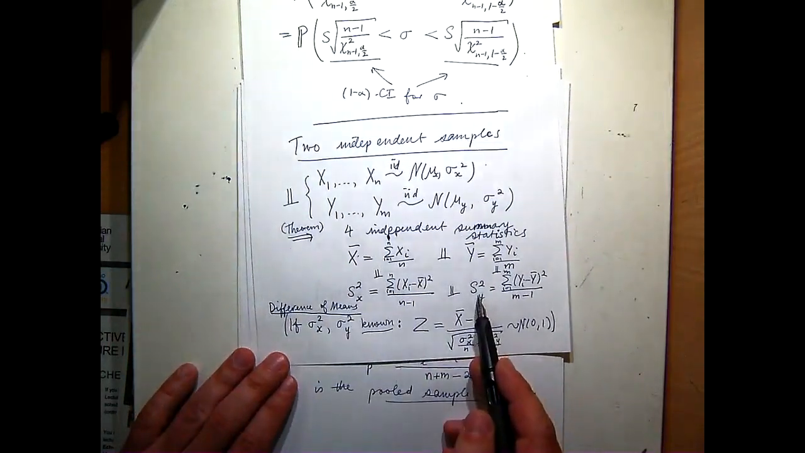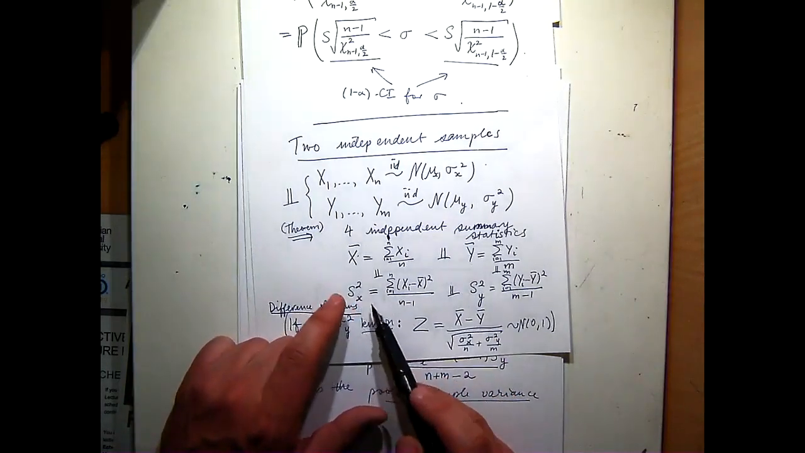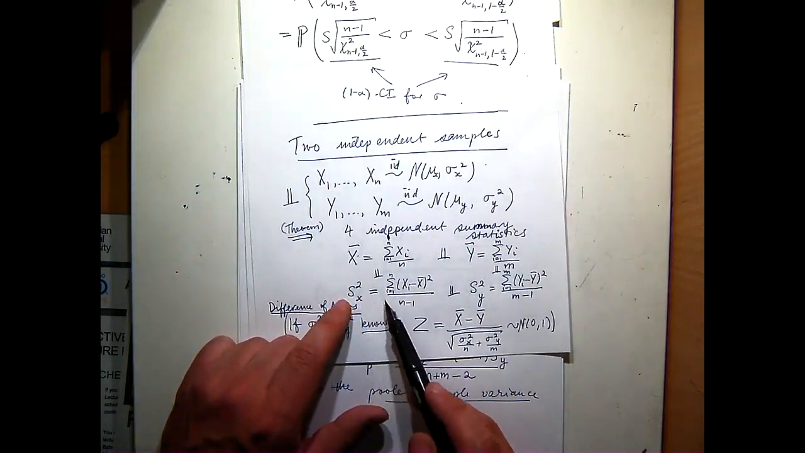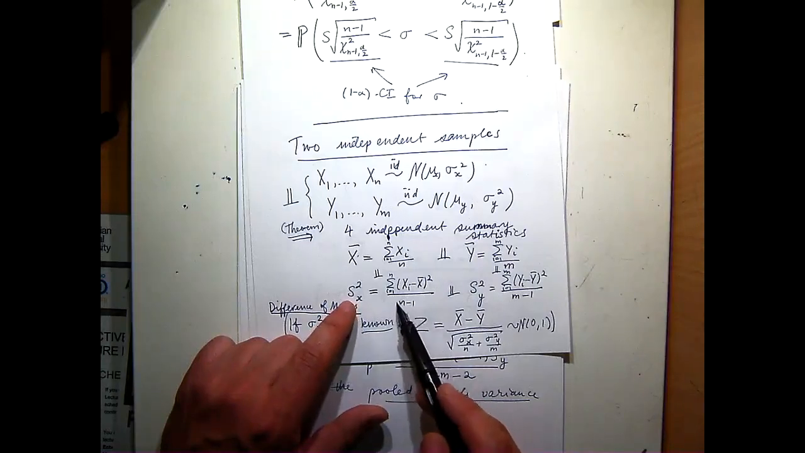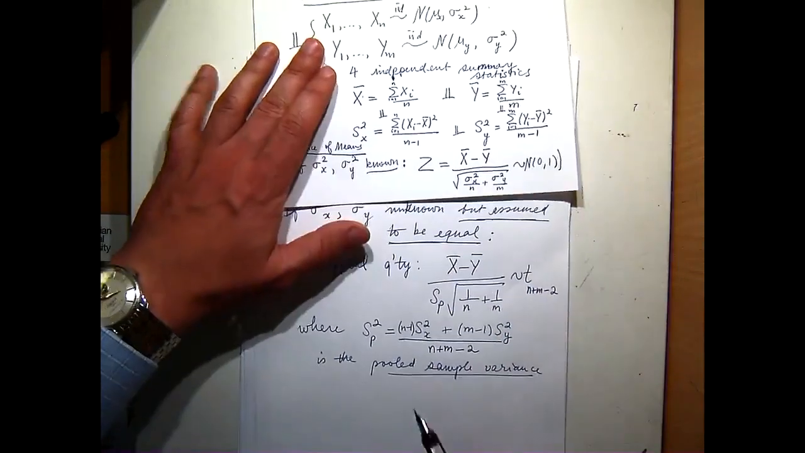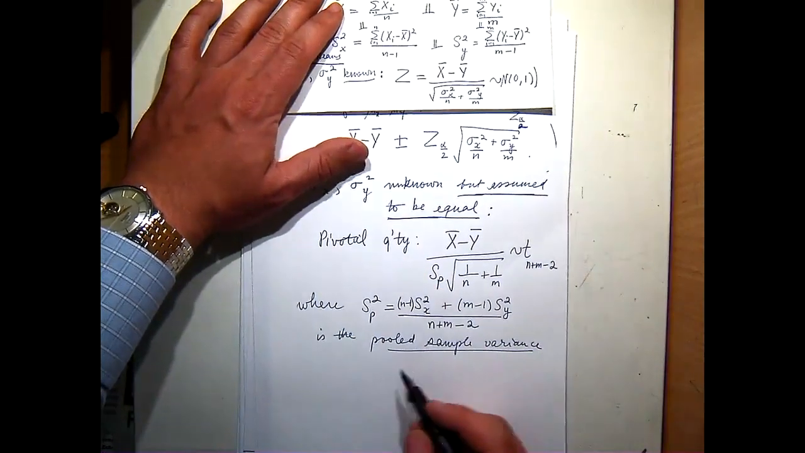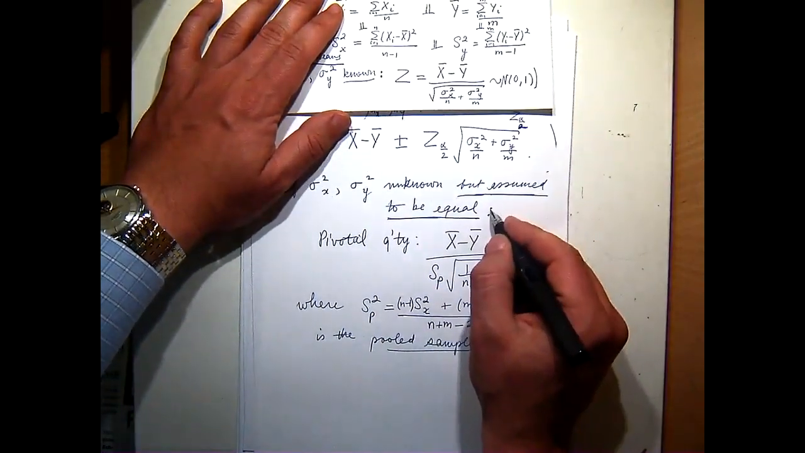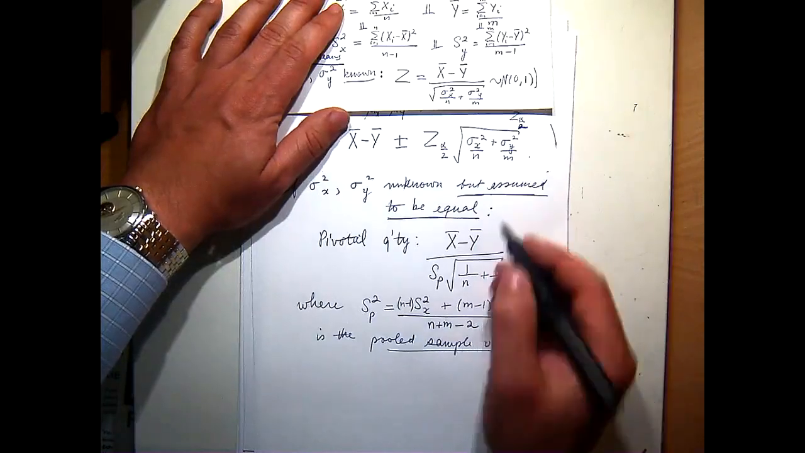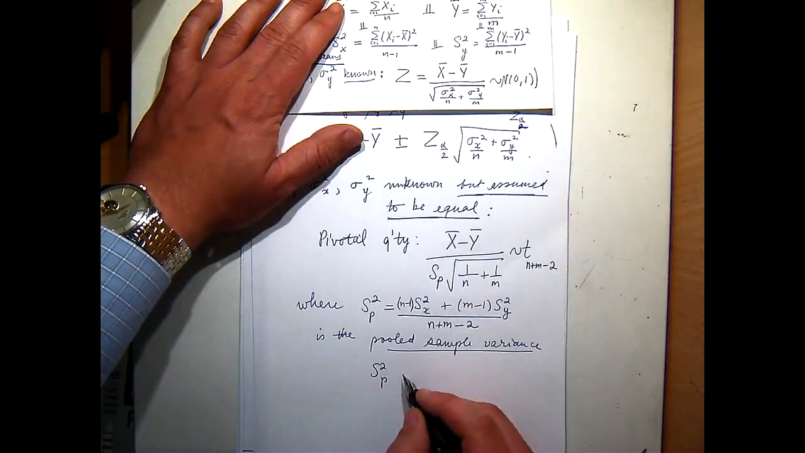Those two are both independent, and they're both scaled chi-squareds. S squared x is scaled chi-squared. It's got this factor of sigma squared over n minus 1. And this is scaled by a factor sigma squared over m minus 1. Since we've assumed that sigma squared x and sigma squared y are the same, assumed to be equal, then s squared p has the distribution.